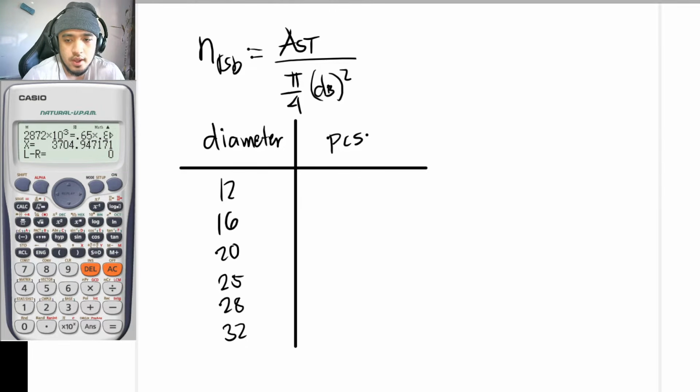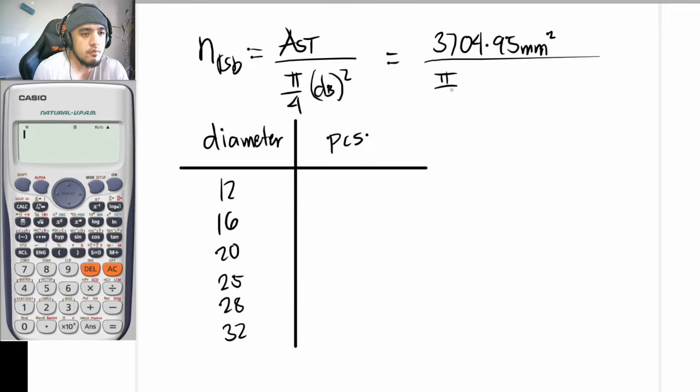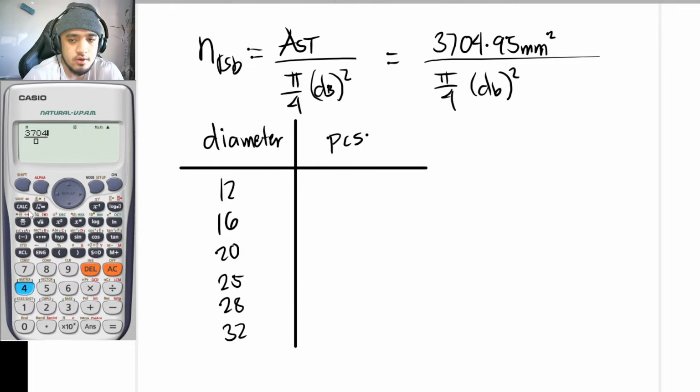Okay, so looking at the calculator, I will be rewriting this equation. AST is equal to 3704.95 millimeters squared divided by pi over 4 times dB squared. Looking at your calculator, this is now equal to 3704.95 divided by pi divided by 4 times dB squared. Our dB is still unknown, so I would be pressing alpha A.